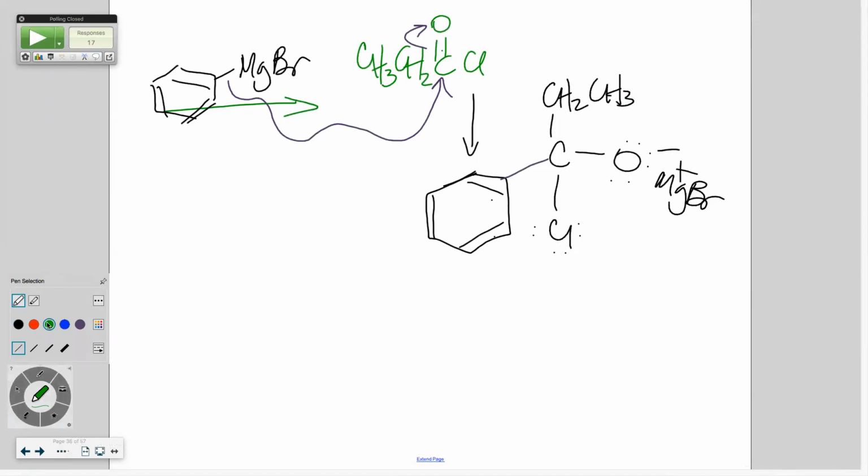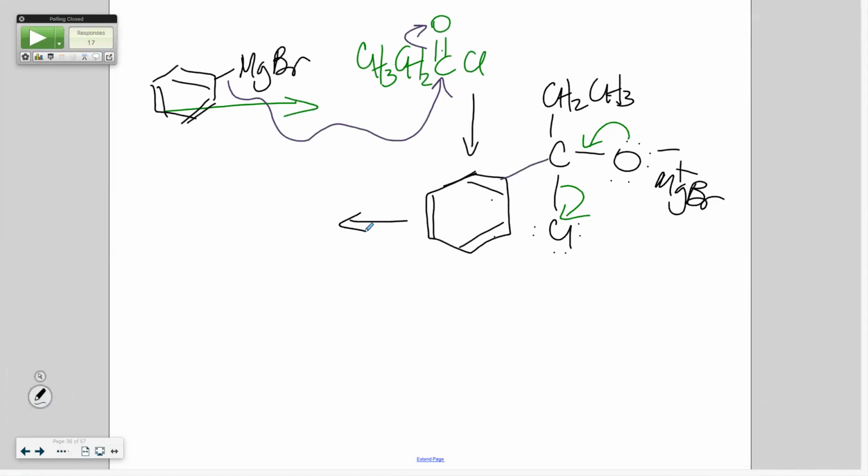The chlorine is going to leave. How does it leave? How do we draw the arrows to show it? Right, and those electrons go there. So that chlorine ends up positive. No, it ends up negative. Okay. So can you draw what you have at this point?